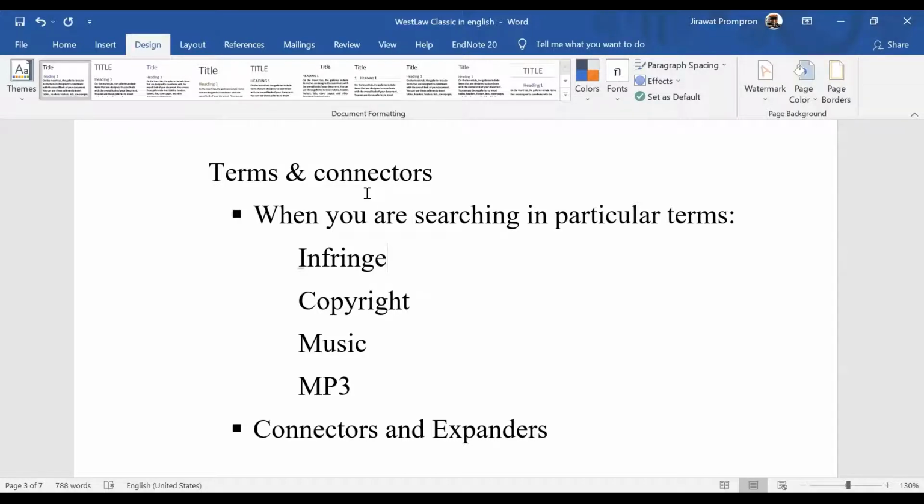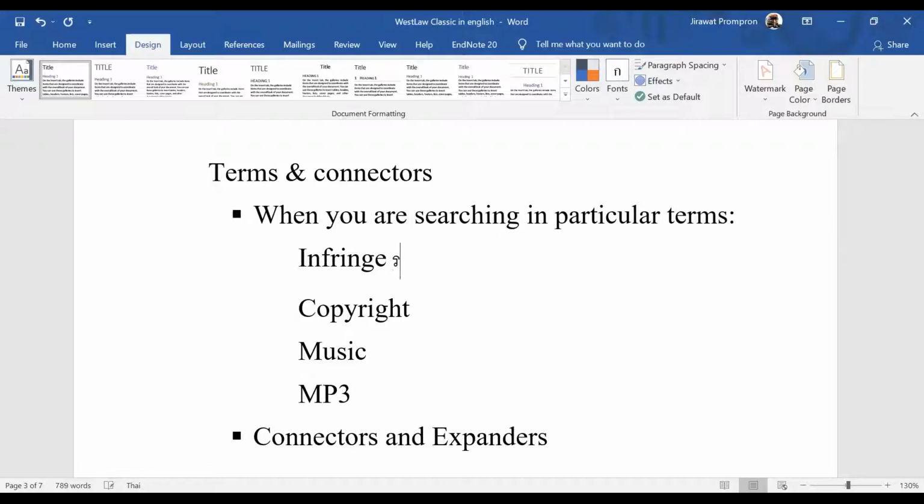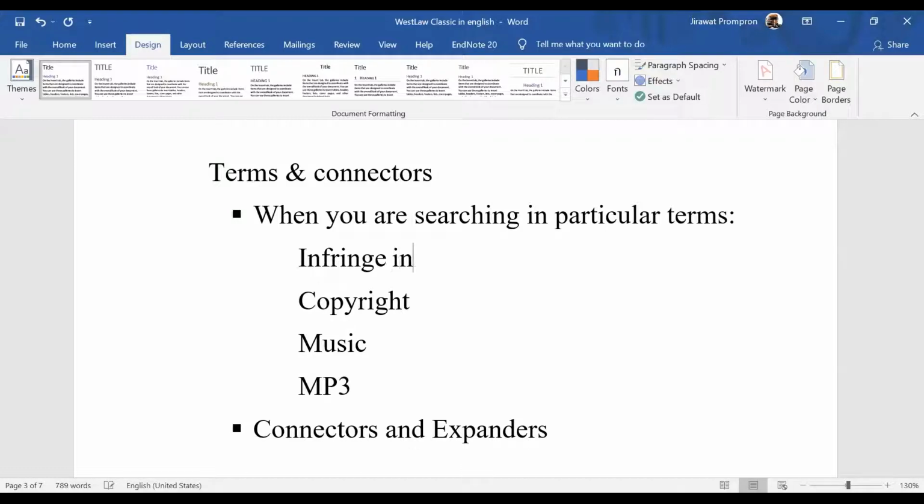Root word can expand it to a noun: infringement, and can be the verb infringing. Maybe I want to change the verb to an adjective or the past participle, so you just put the -ed on it.